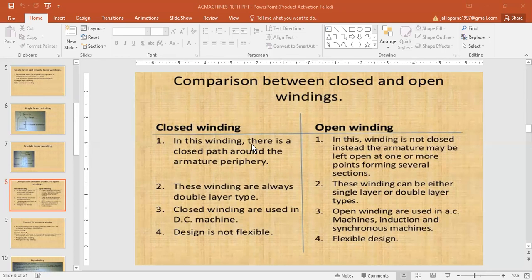In closed windings, there is a closed path around the armature. In open winding, it is not closed. Instead, the armature may be left open at one or more points, forming several sections. Closed windings are always double layer type, while open windings can be either single layer or double layer type. Closed windings are used in DC machines, and open windings are used in AC machines, induction and synchronous machines. The closed design is not flexible.